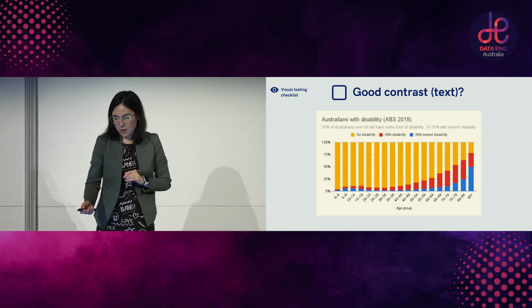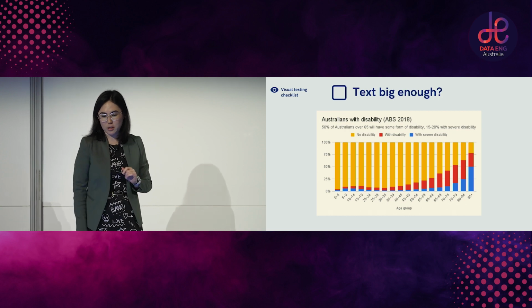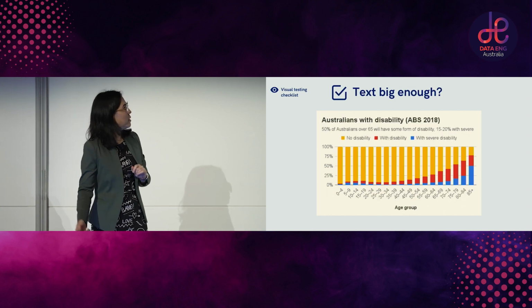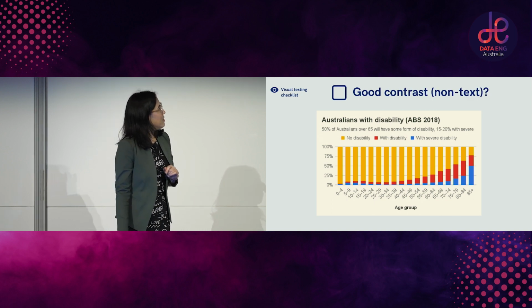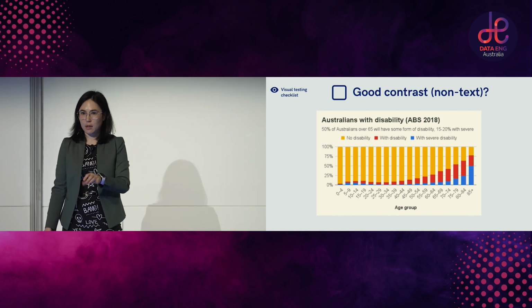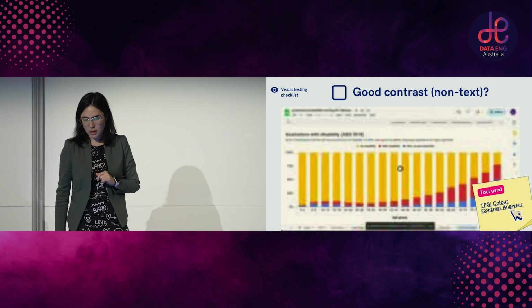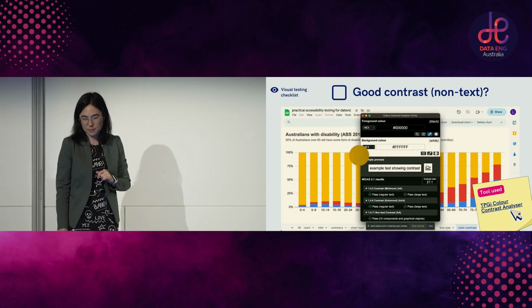All right, so now we've just darkened the text a little bit. The accessibility is a bit better. Is the text big enough? Let's bump it up there. Is there good contrast of non-text elements? So we're talking about now the data, the yellow, red, and blue. Let's give that a test with the color contrast analyzer.